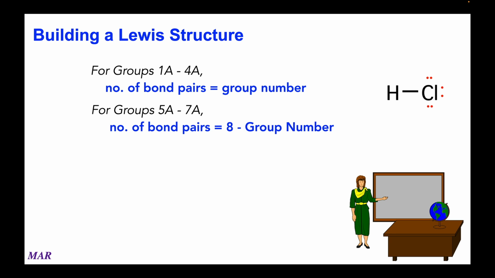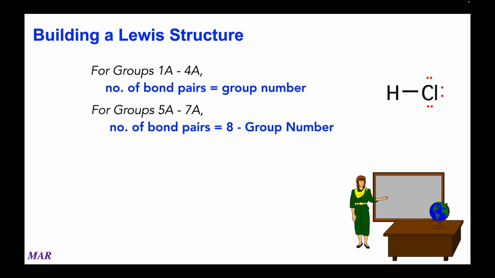On the other hand, if you have an atom which is 5A through 7A, like chlorine for example, the number of bonding pairs will equal 8 minus the group number. So let's think about that in terms of HCl. Hydrogen is in group 1A. It has 1 pair around it, and that's actually really happy. On the other hand, chlorine is in group 7A. So 8 minus 7, it wants to have 1 bonding pair, and that way makes it pretty happy.